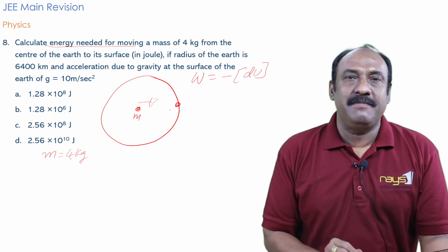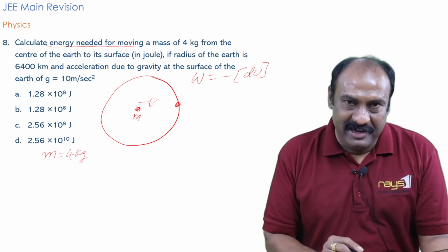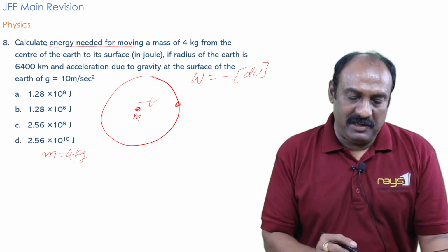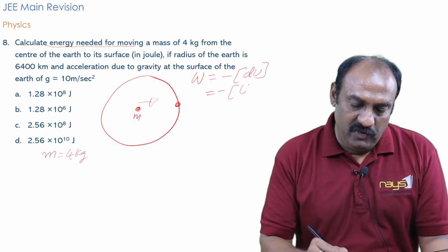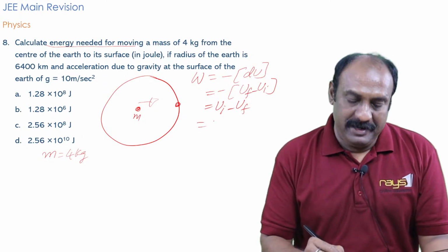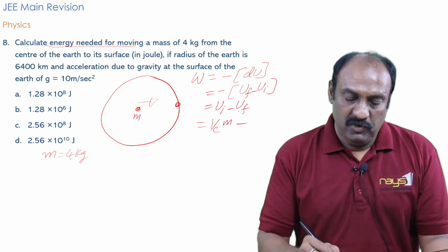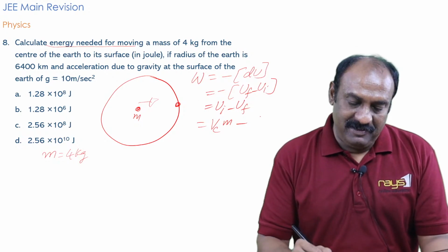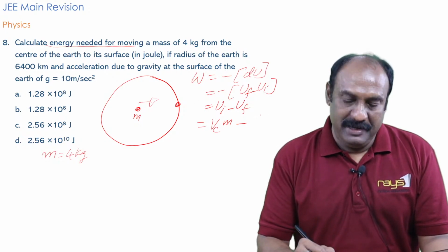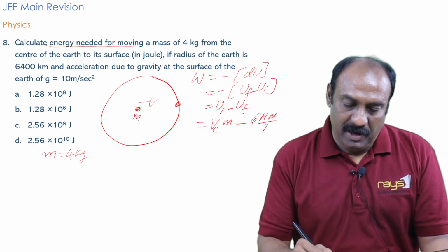So work done by any conservative force is equal to the negative of the change in its potential energy. Therefore, W equals minus dU. Therefore, minus dU is Uf minus Ui, that equals Ui minus Uf. What is the potential energy of the mass? Potential energy can be written as gravitational potential at center into mass, minus the final potential energy on the surface of the earth, which is minus GMm by R. Already the negative sign is taken, so that is GMm by R.